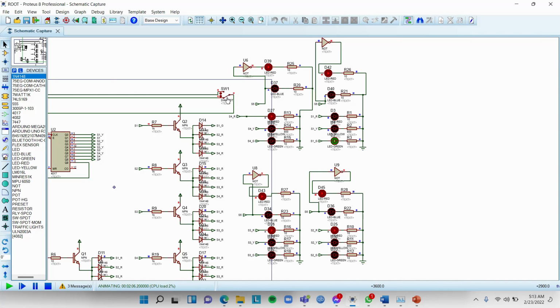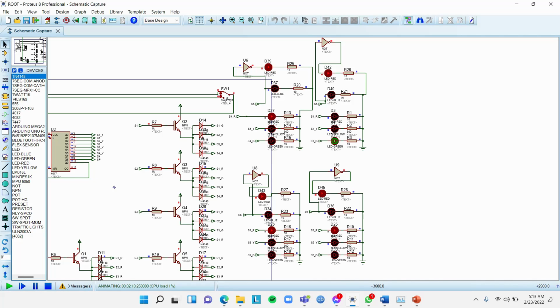Also, for overriding the whole system, we used an SPDT switch, which will help us keep our desired green light on for an indefinite time whenever we need. We can see that here. The green light is on. And yes, we can also get back our original traffic system using the SPDT switch. We can also see that the system is back to normal.